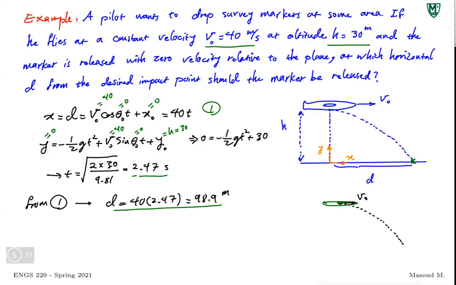All right, any question on this? Very similar to the previous one. The only thing that changes is that y and y naught are not zero at the same time. Y is 0 at the end of the motion, and y naught, depending on the way we took the coordinate system, becomes h, the initial height, which is 30.